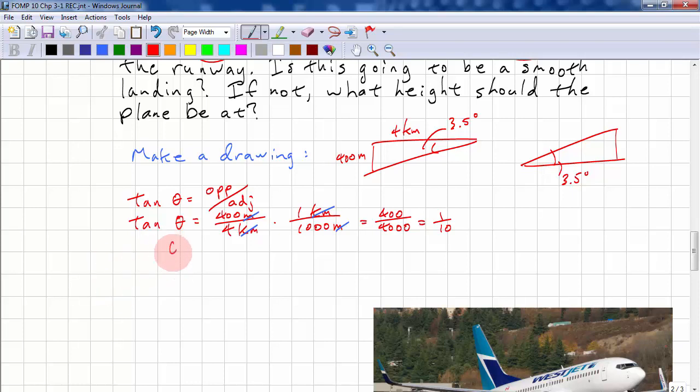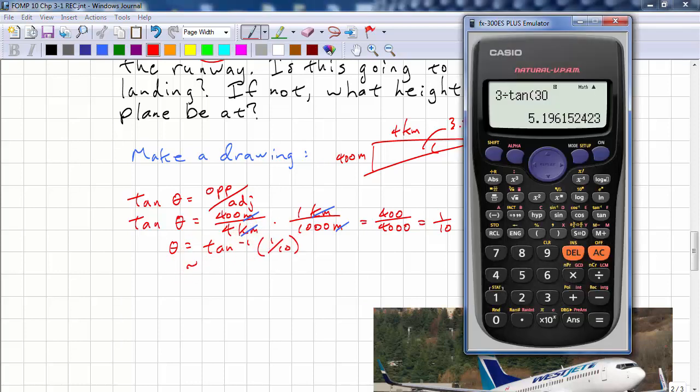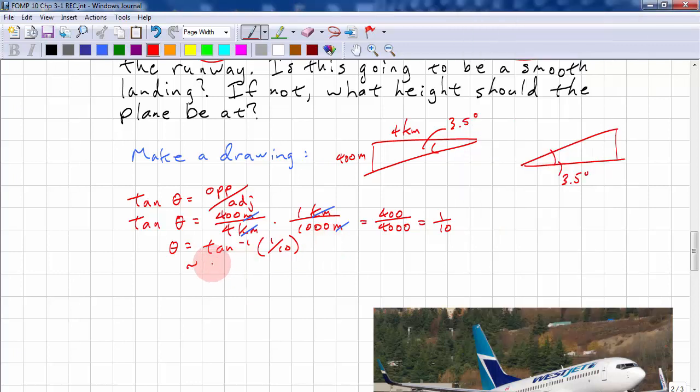So theta equals inverse tangent of 1 over 10. And this is approximately 5.7. So this is too steep, and it's probably going to be a bumpy landing.